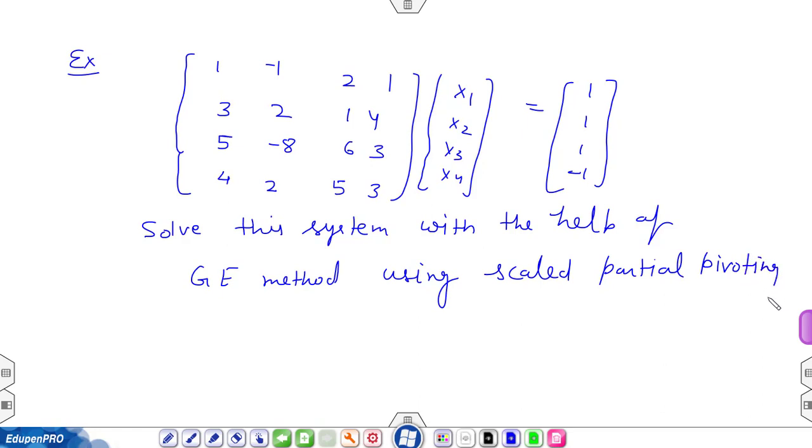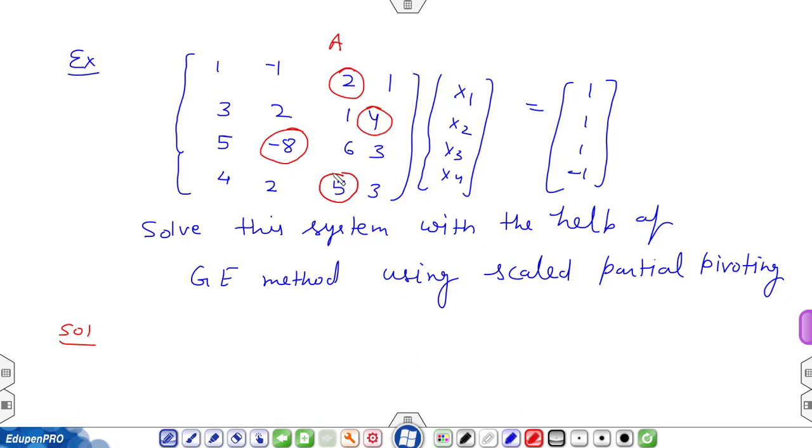Okay, so what we have to do in this case, first of all, we have to select a scale factor. What will be the scale factor? If we see in the first row, what is the maximum element in this matrix A? This is the first element. In the second row, what is the maximum element? 4. In the third row, what is the maximum element? That is -8. We are not taking the sign, we are taking the numerical value.